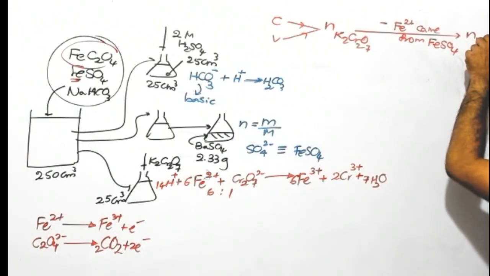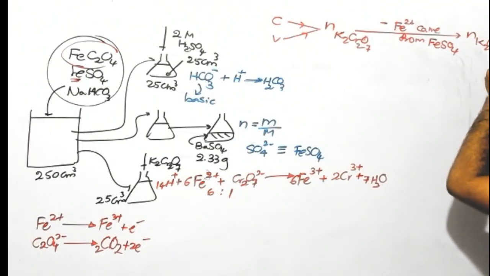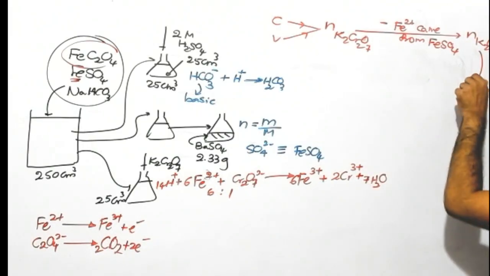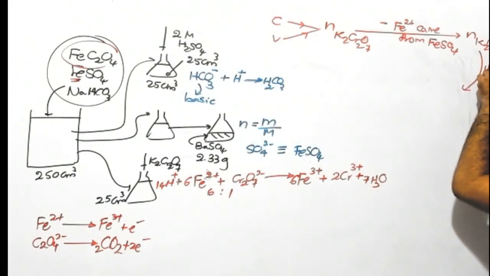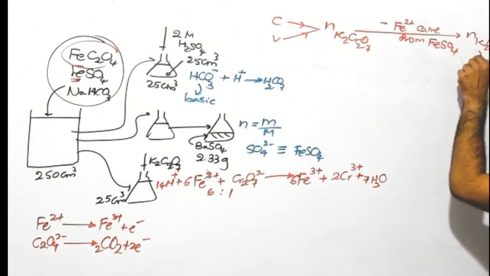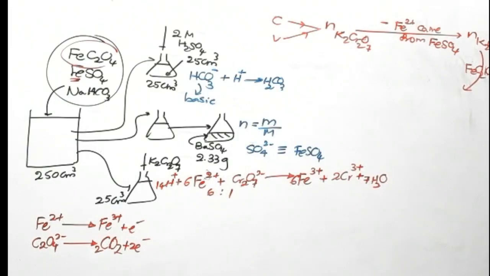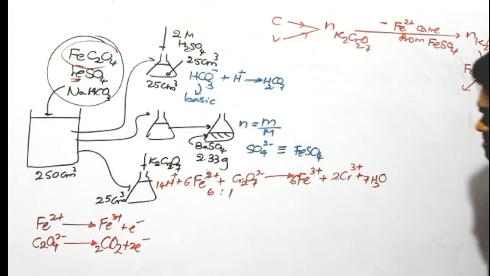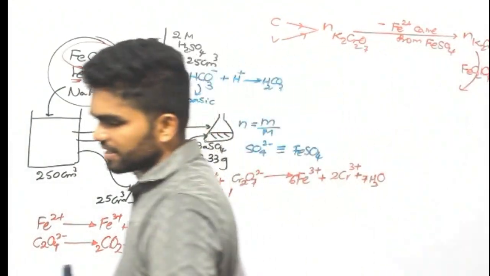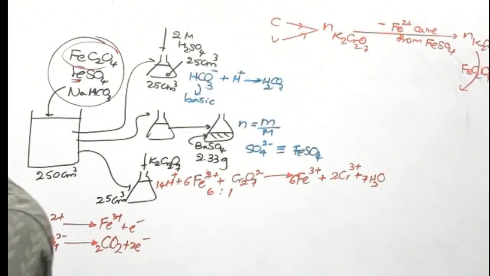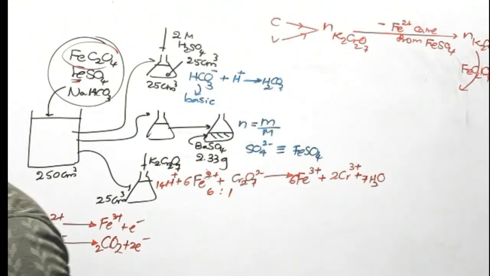That amount was reacted with FeC2O4. We balanced it already. Sorry, FeC2O4. Okay, and find the number of moles of FeC2O4. Clear, children? That's the interesting thing for you to remember. Learn well how to do it.